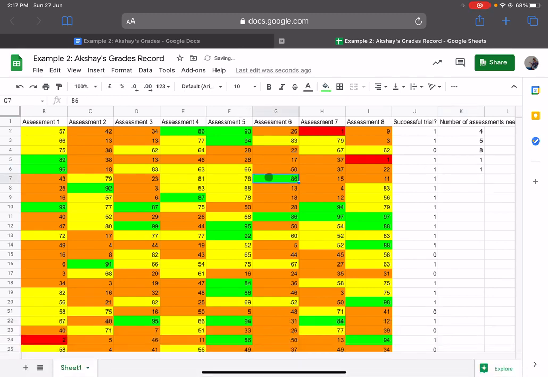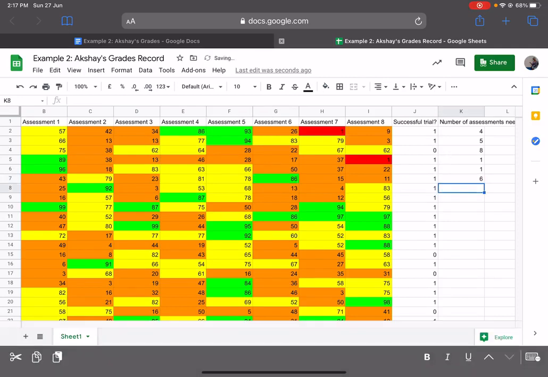On this trial, he got that excellence on assessment 6, so he needed 6. On this one, he got it on number 2. On the next one, he got it on number 4, and so on. This one, he got the first excellence on number 1. This one, he got it on number 6. This one, he got it on number 8. Sorry, that's not right. Got it on number 3. This one was on number 5. This one was on number 8.